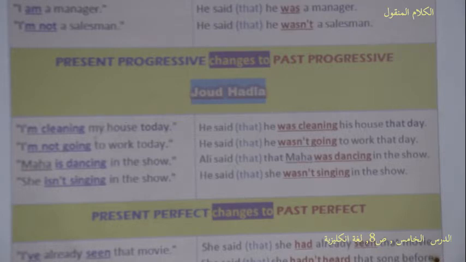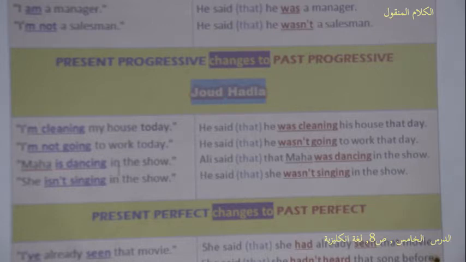So I am cleaning my house today. Now, what is the form of the verb in this example? It's the present continuous. So in this case, we need to change it into the past continuous or past progressive. It will be, in this case, he said that he was cleaning his house. As you can see, he was cleaning his house that day.